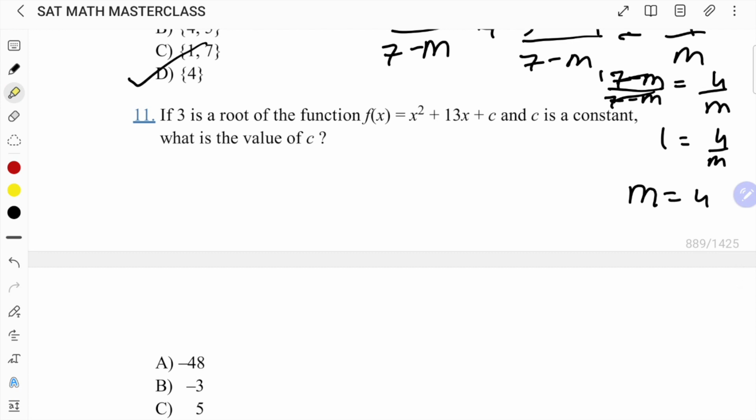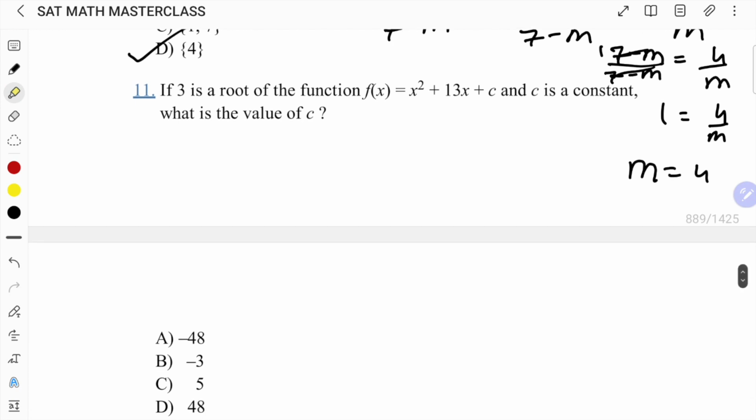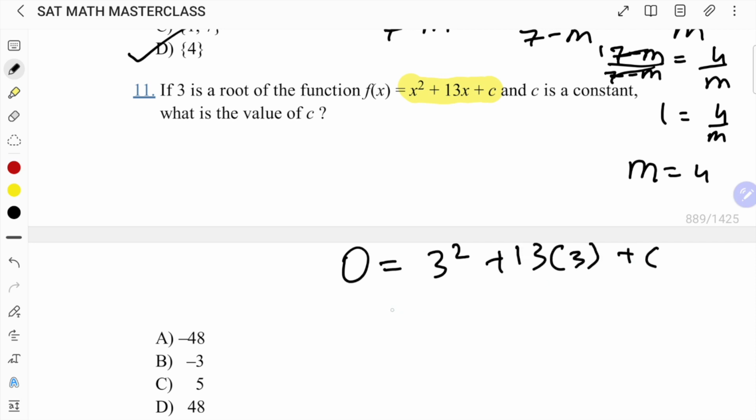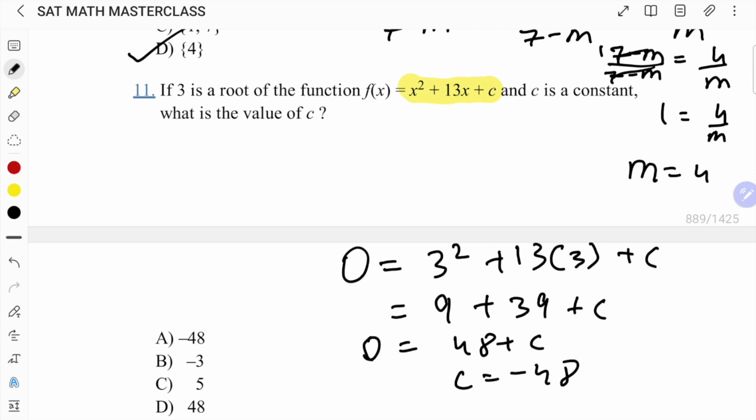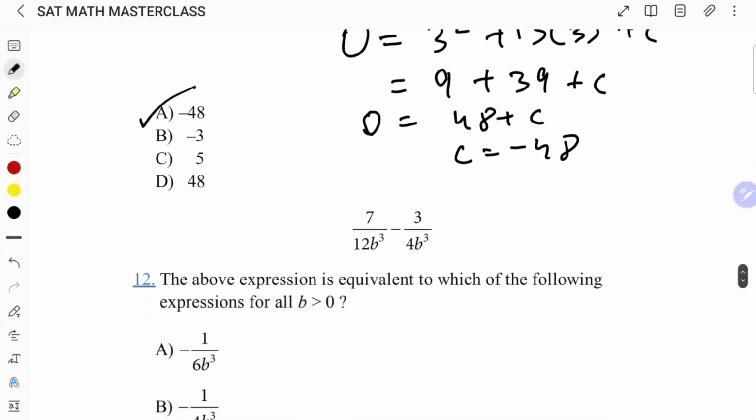Alright, in the next question we have, if 3 is the root of the function f(x) equals x squared plus 13x plus c, and c is a constant, what is the value of c? Alright, so since we know 3 is the root of the function, it will be 0 equals 3 squared plus 13 times 3 plus c. So we get 9 plus 39 plus c. So 0 equals 48 plus c. So c equals minus 48. So the correct option will be option A, minus 48.